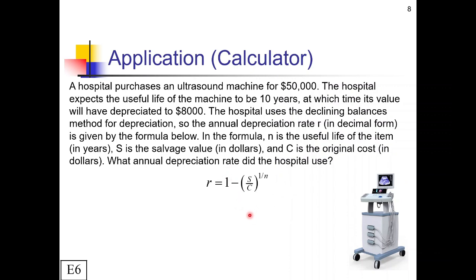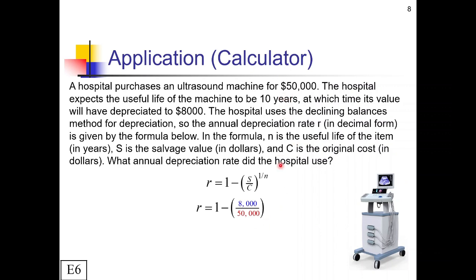All right, so this problem is really just kind of you have to know where to plug things in and use the calculator. So let me just write 1 minus and then set up sort of a skeleton for me to plug things in here. So our salvage value, again, that's what we depreciated to. That was this 8,000 figure they gave us. And C, that was the original cost. That was the 50,000 we purchased that ultrasound machine for originally.